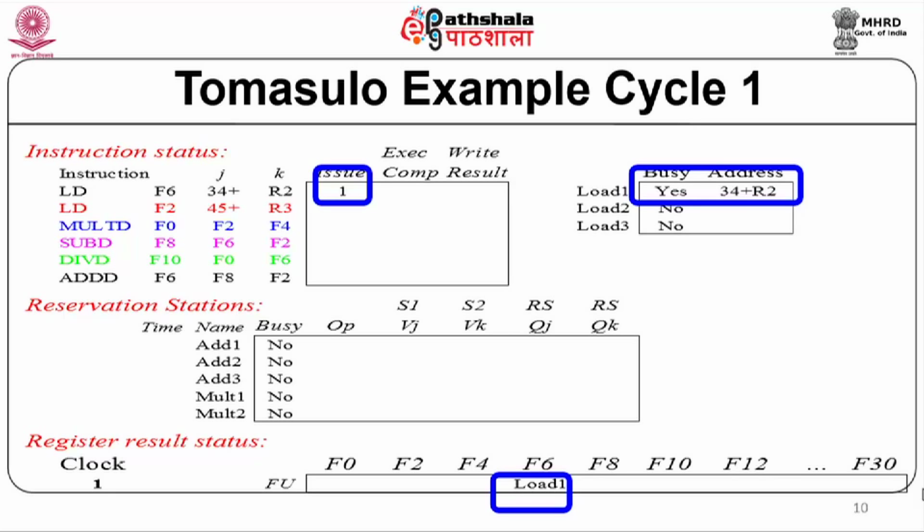So, those values are also stored in your reservation station entry, and the register result status indicates that register F6 has to be written by your load instruction, because when the data gets loaded, it has to write into F6. So, it indicates that F6 has to take the data from load 1. All this happens during clock cycle 1.